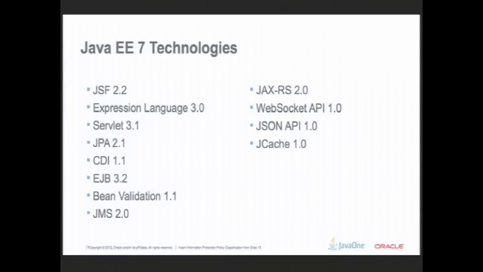So how many of you have seen a slide like this before? Okay, looks like very many. So basically, this is a list of technologies which are new in Java E7 or updated in Java E7. Some of these are minor updates, some of these are major updates, some are completely new. But this is actually not what we are going to talk about today.